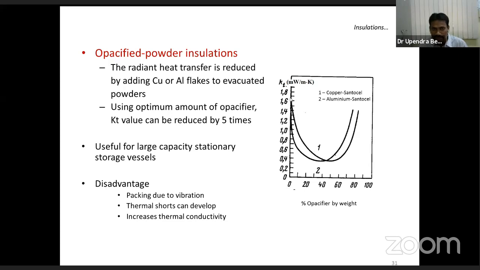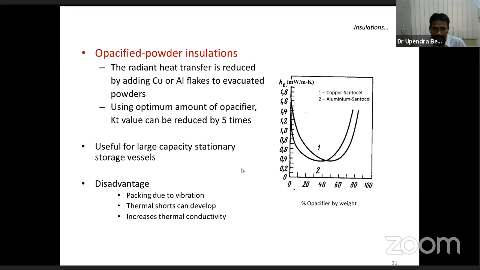Here this graph shows two such opacifiers in the powder insulation. One is copper and the second one is aluminum. You can see this is the percentage weight of opacifier in the powder insulation, and you can see that the thermal conductivity reduces drastically when you add opacifier in the optimum percentage by weight. Because of that, the performance of this insulation improves compared to evacuated powder insulation or powder insulation only. And this is very useful for large capacity stationary storage vessels.